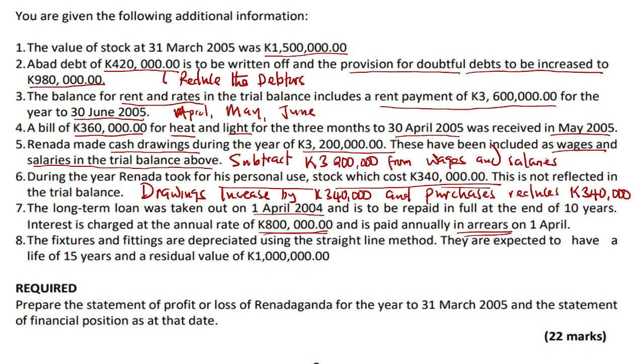Now, required: prepare the statement of profit or loss for Renada Ganta for the year to 31st March 2005, and number 2, the statement of financial position as at that date. I'll assume that we know the pro forma and everything, as we just have to look at what is important.